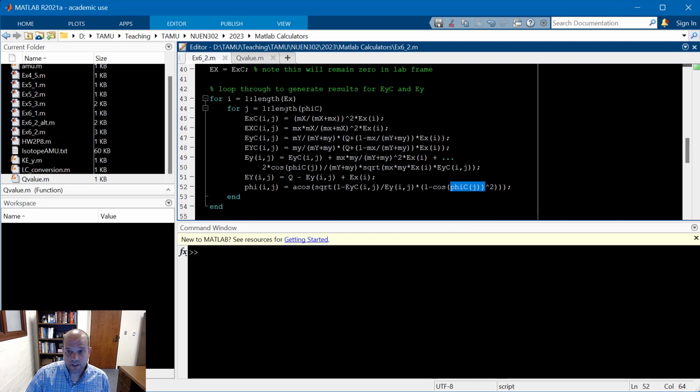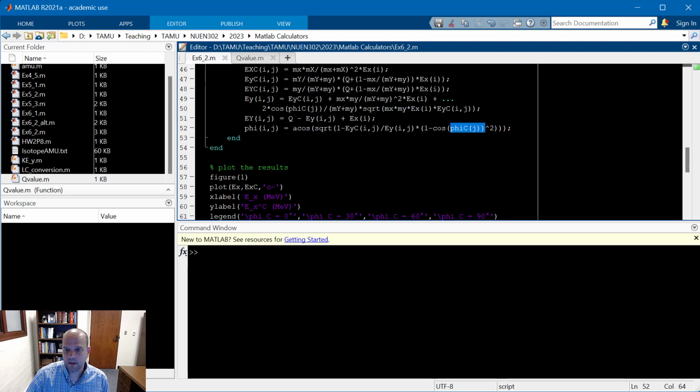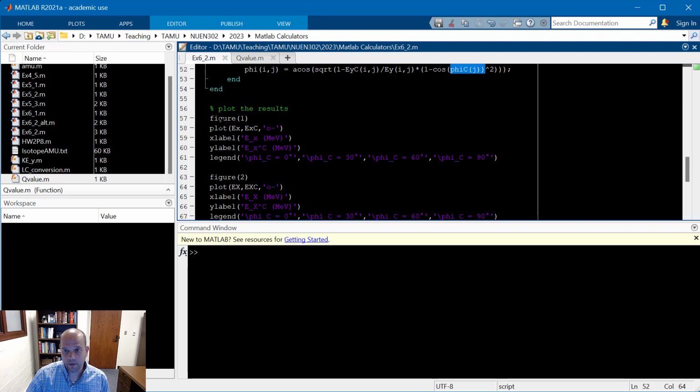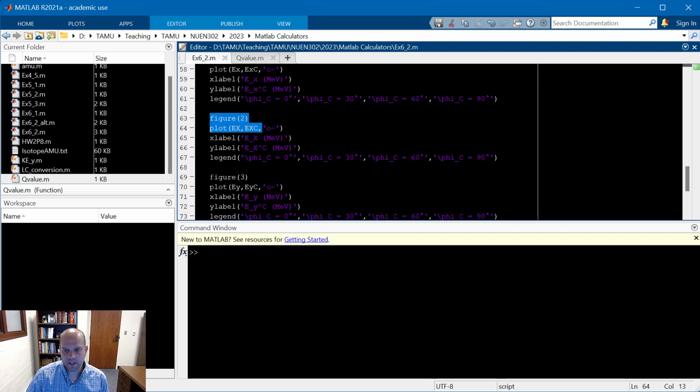And so I just loop through each of those and I create myself some matrices for all of these parameters, and I then plot the results. And so figure 1 is going to be EX versus EX in the center of mass reference frame. Figure 2 is going to be the same thing for capital X. Figure 3 is going to be the same thing for Y, and then for capital Y for figure 4. And then figure 5, I'm going to compare the angles. So the angle in the lab versus the angle in the center of mass reference frame.